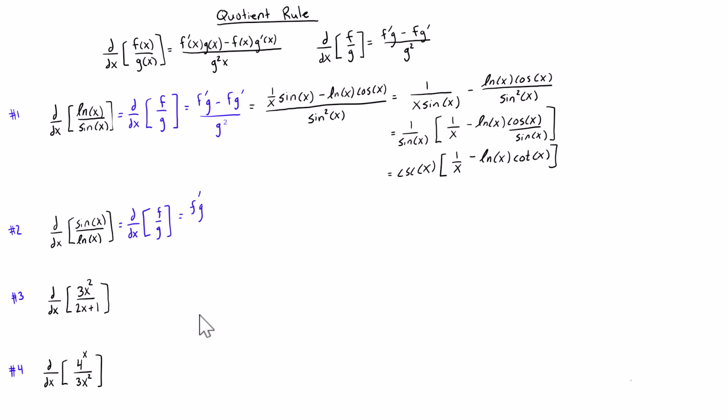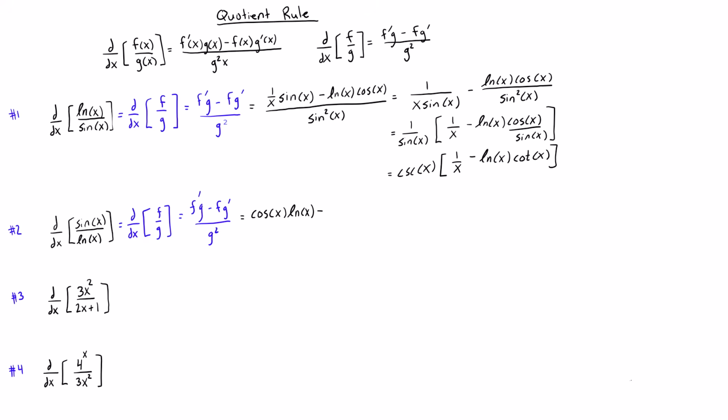F prime times g minus f g prime over g squared. So we're just going to go through one at a time. The derivative of f prime, that is the derivative of sine of x, is going to be cos of x. And this is multiplied by g, which is ln of x. And then we'll enter the second term.